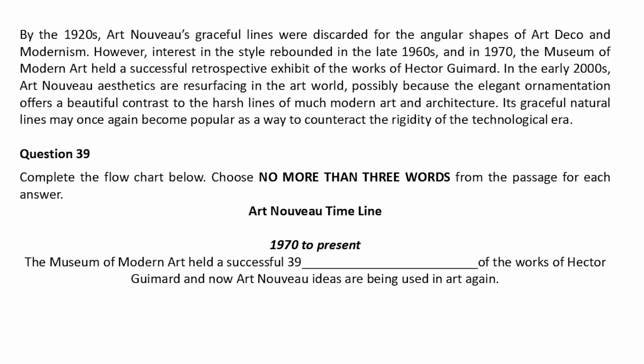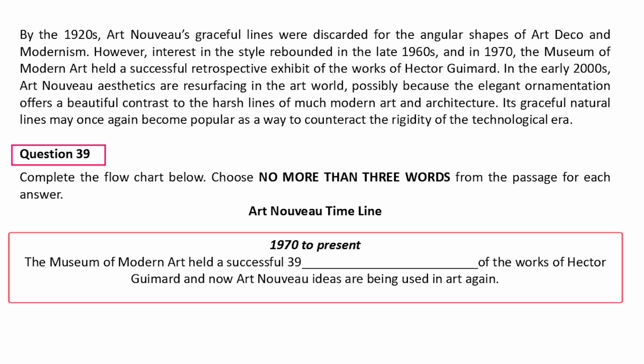Now, let's check out question 39. Here's the text, 1970 to present. The Museum of Modern Art held a successful, gap, of the works of Hector Guimard, and now Art Nouveau ideas are being used in art again. Let's check the final paragraph to find our answer.